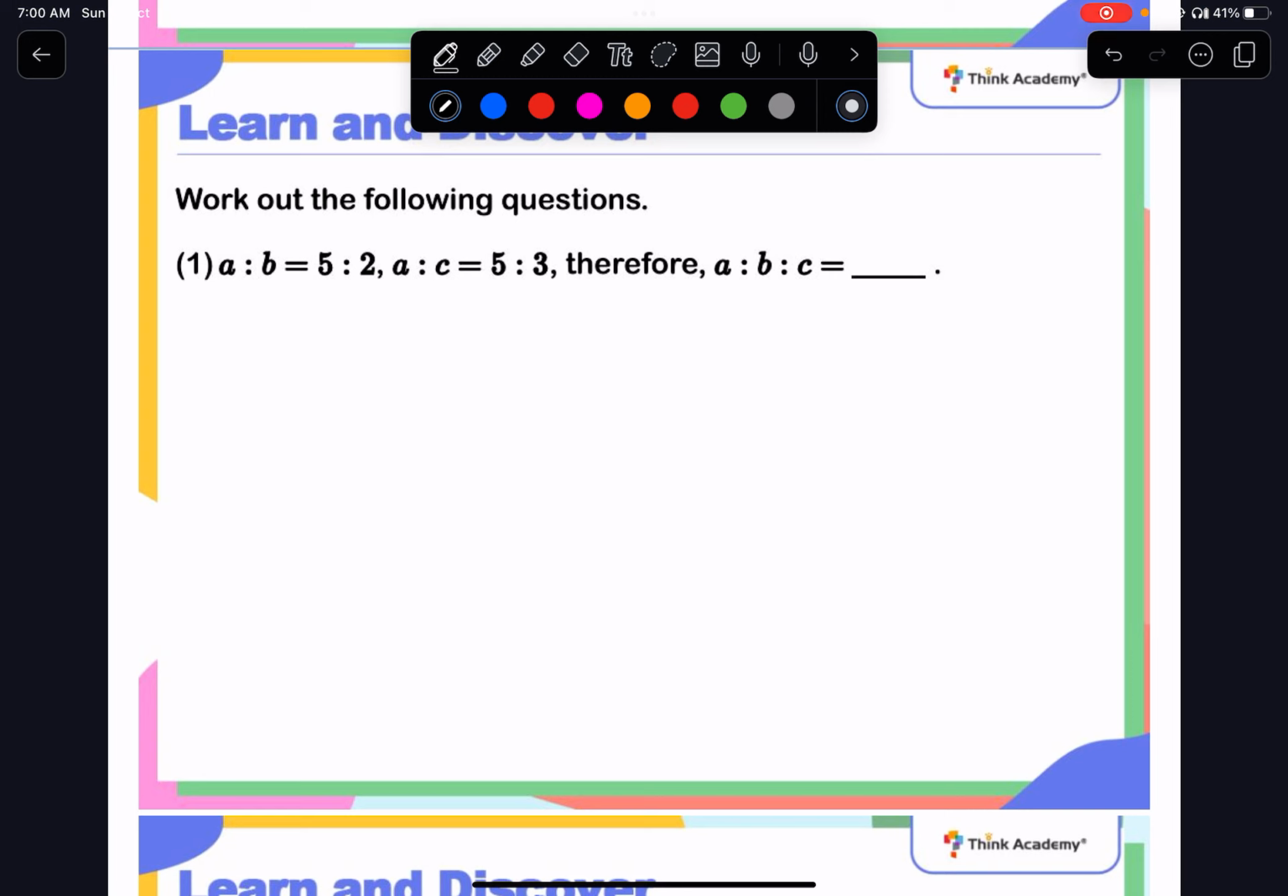Okay, for example, A to B is 5 to 2, right? It's 5 to 2. And I also tell you that A to C is 5 to 3. Then what is the ratio of A to B to C? This is really simple because A to B is 5 to 2, right? So whenever there are 5A, there will be 2B. That's the meaning.